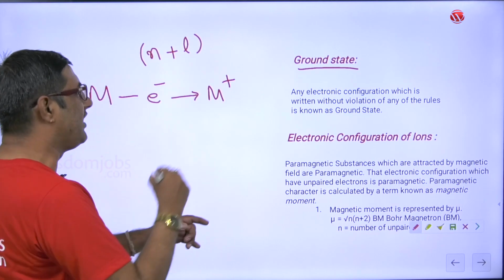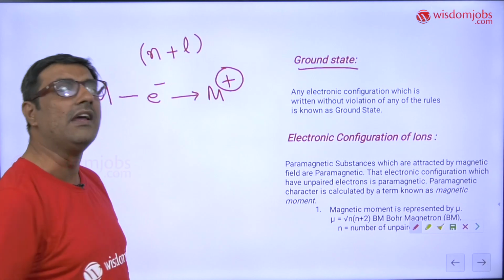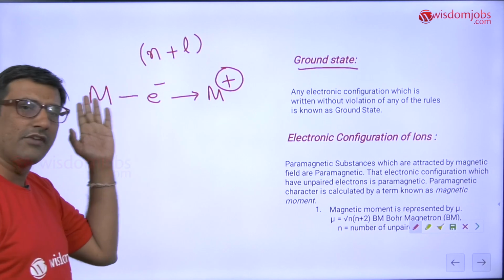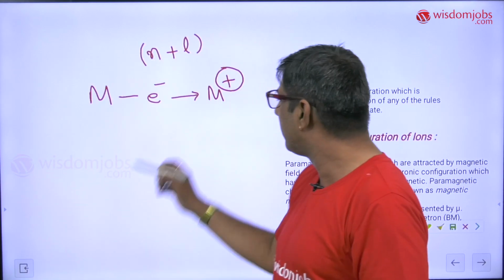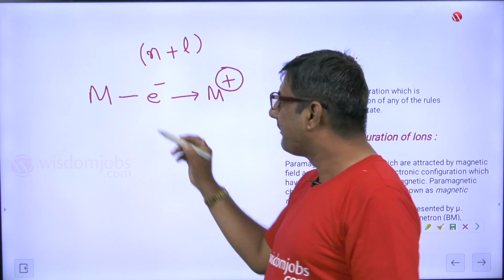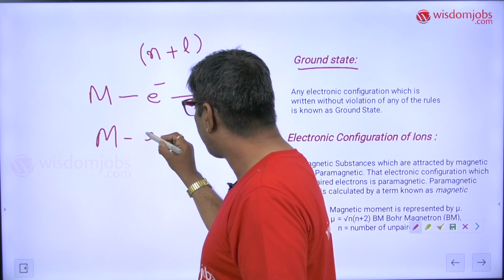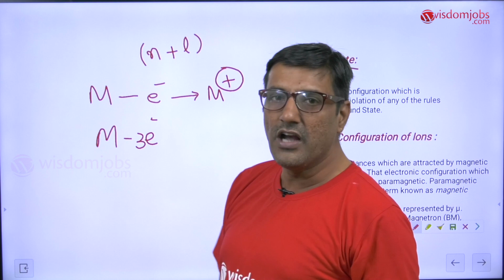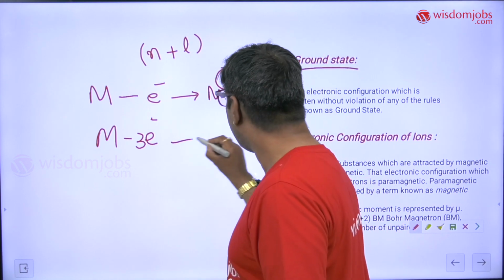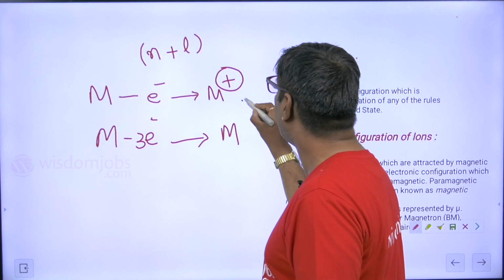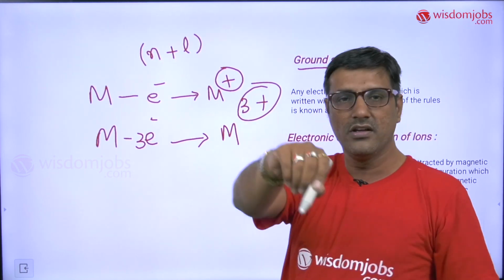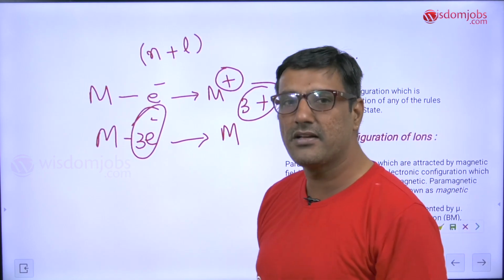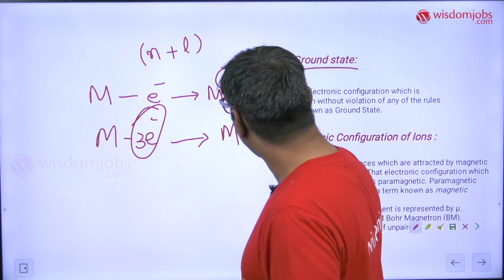So we put as many plus signs here as the number of electrons it loses. For example, if the metal atom is losing 2 electrons, then it is going to become M2+ or M++. Now if it is losing 3 electrons, just like in the case of aluminium or gallium, it is going to become M3+. So the number of positive signs is equal to the number of electrons lost by that particular element. So this is said to be an ion.